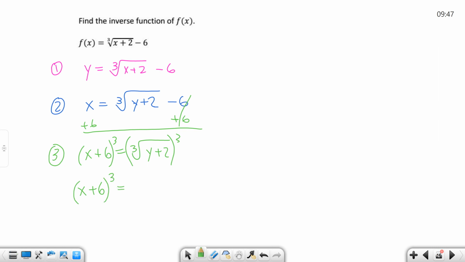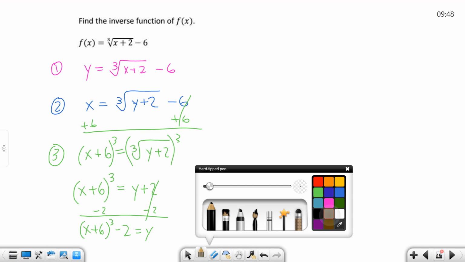Now, I'm not going to get you to cube that. If you cube the cube root, you get y plus 2. I don't want you to cube x plus 6. All right? I just want you to leave it x plus 6, but it's got to be in parentheses cubed. If you cube it, that's okay if you do it correctly. Okay? So, I'm going to subtract 2 from both sides. That cancels, and I get x plus 6 to the third power, all minus 2 equals y. So that finishes step 3.